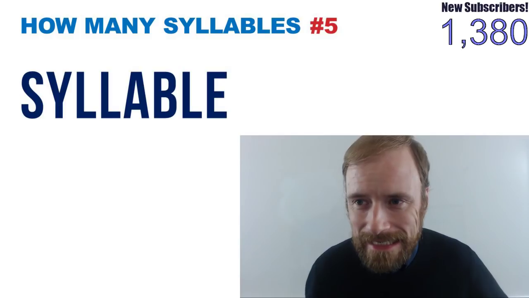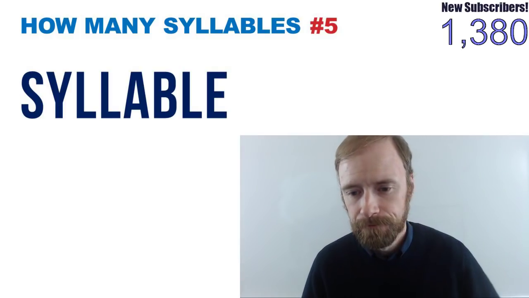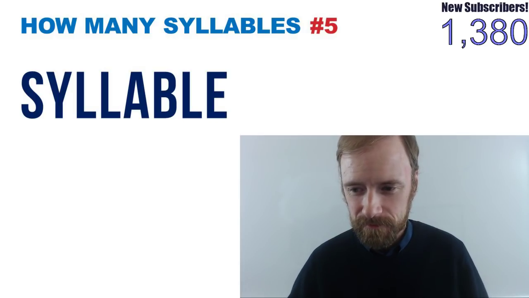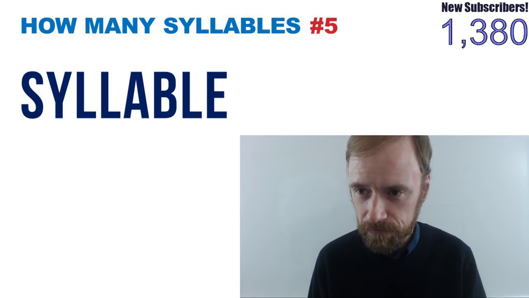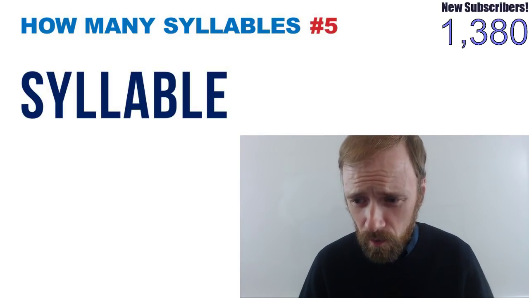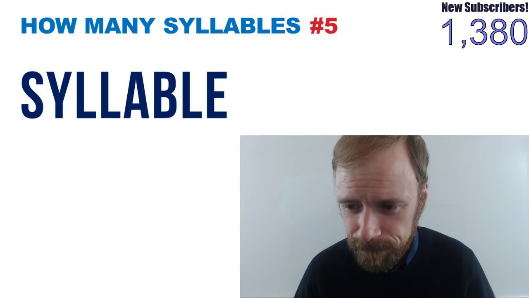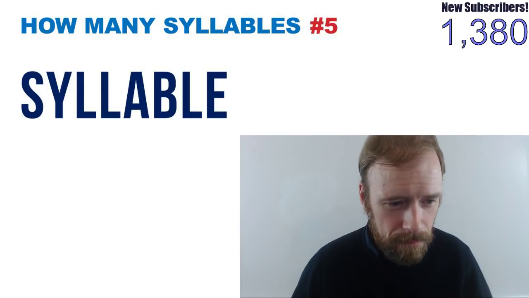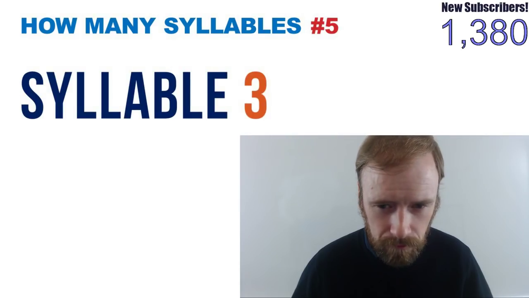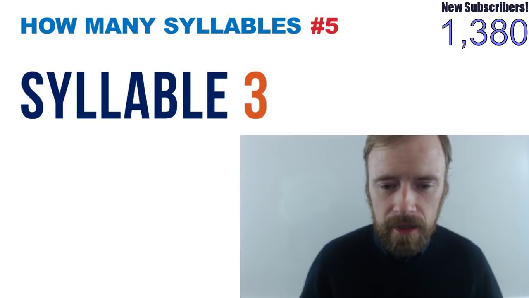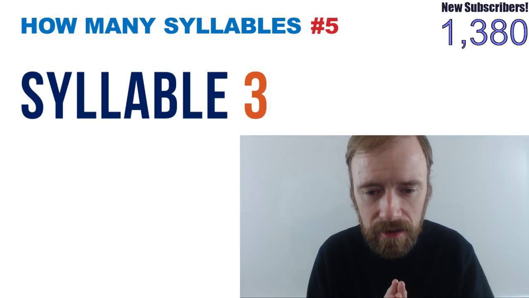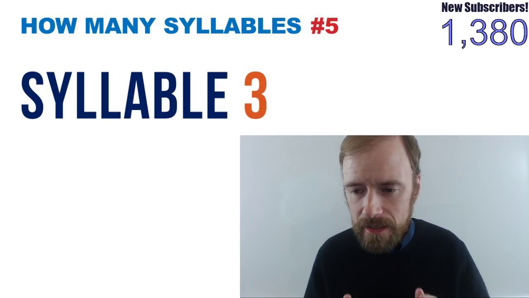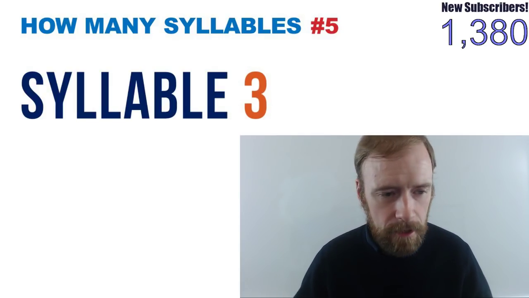So I can say this word, syllable. How many parts? How many syllables in syllable? Billy from Indonesia. We have a lot of people from Indonesia. Syllable. 3. Sill. That's the first vowel sound. La. Second vowel sound. Bull. Third vowel sound. Syllable. All right?